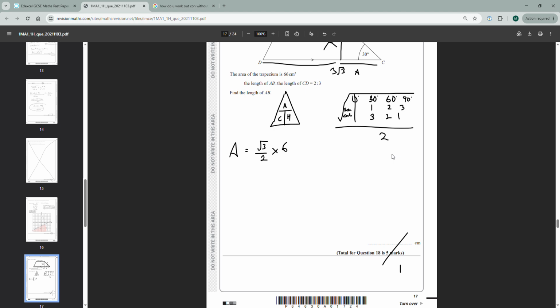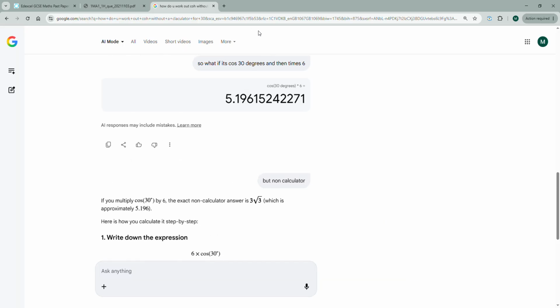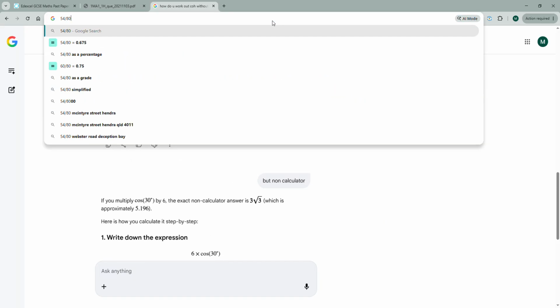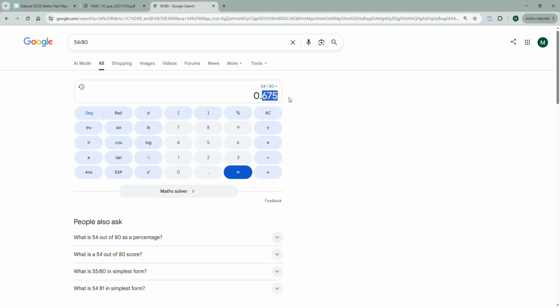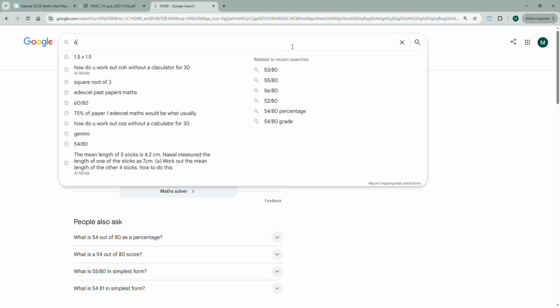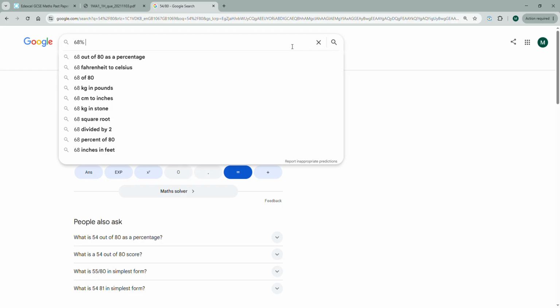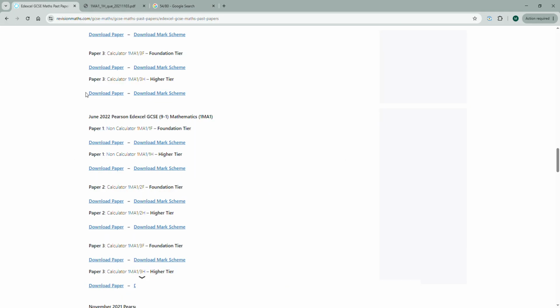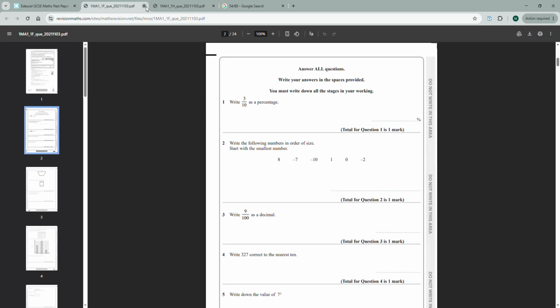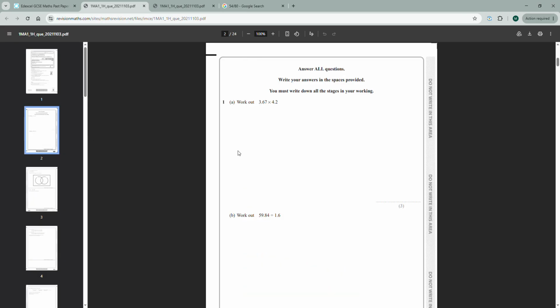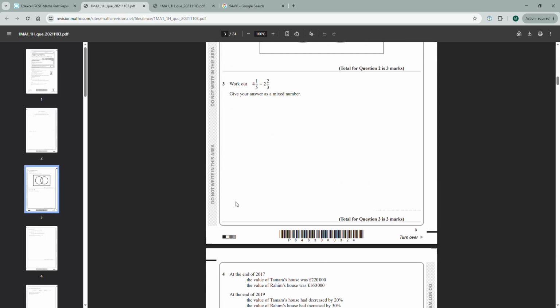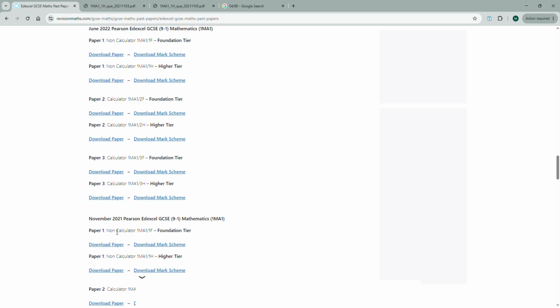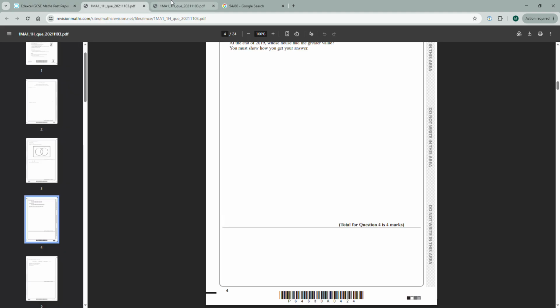I'll be honest, guys, that's not even that good. Okay, 54 divided by 80. Let's get the percentage. 67. That's a good number. Okay, 68%. Grade in Edexcel. When was this? I want to get the specific grade boundaries. What paper did I do again? I don't even know. Was it number 21? No, oh, that is easier. Is it that one? Oh, yeah, it was. Okay, 2021.